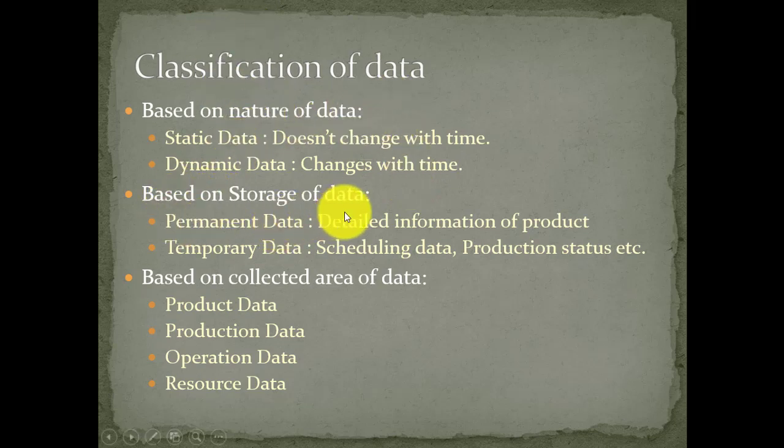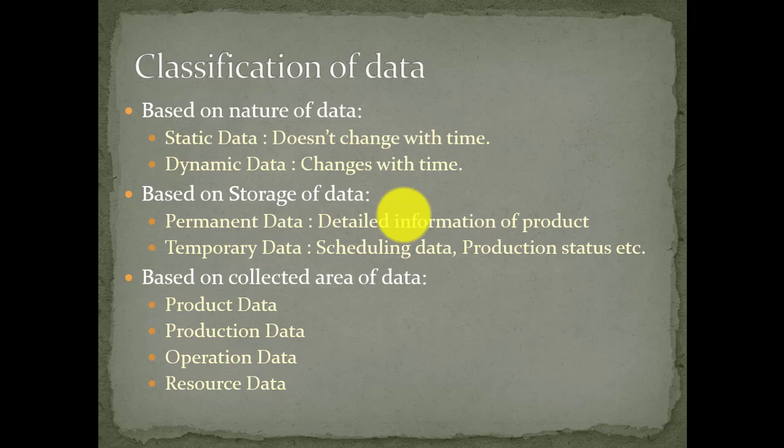The second type of data is based on storage of the data. Storage of the data is nothing but whether that data is permanent data or temporary data. For example, product specifications are a permanent kind of data. Once it is finalized, you can store it in the databases, and it will be permanently stored. Some of the data is not stored permanently because it is not required after a particular time.